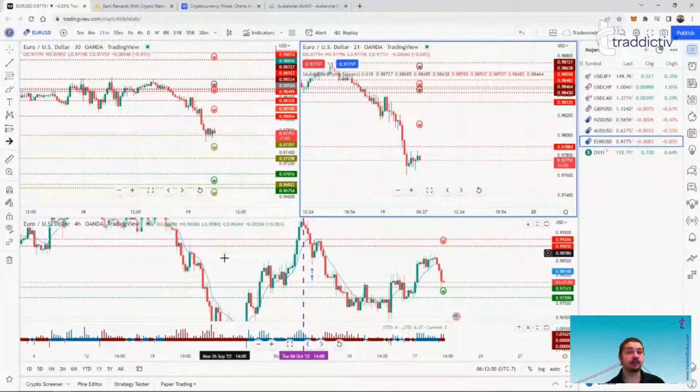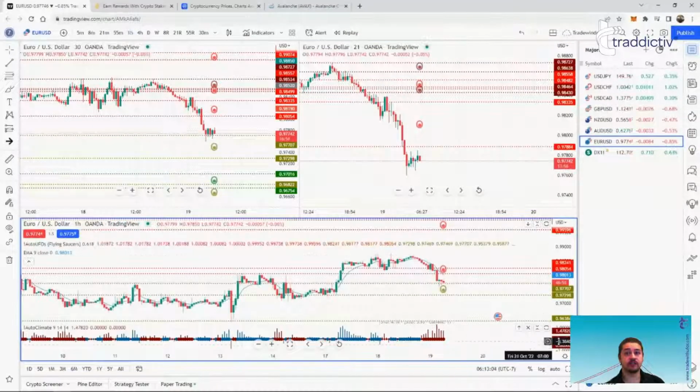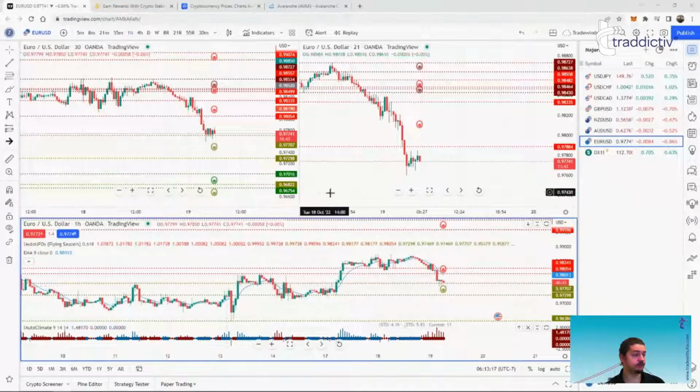And then on the hourly, I think the climate was overextended. Yep, going for 11 hours out of typically 6. So we're going to go ahead and skip. So that's that for the euro dollar. Just checking that there aren't any questions. Yep, looks good.